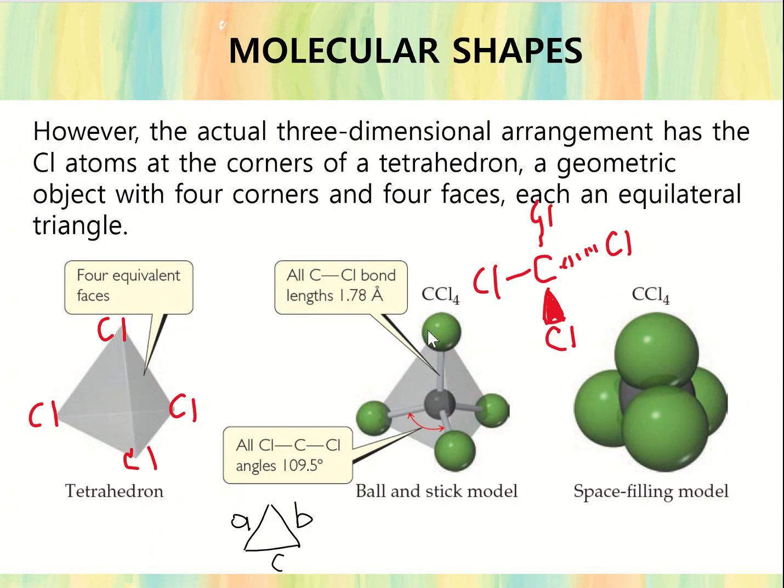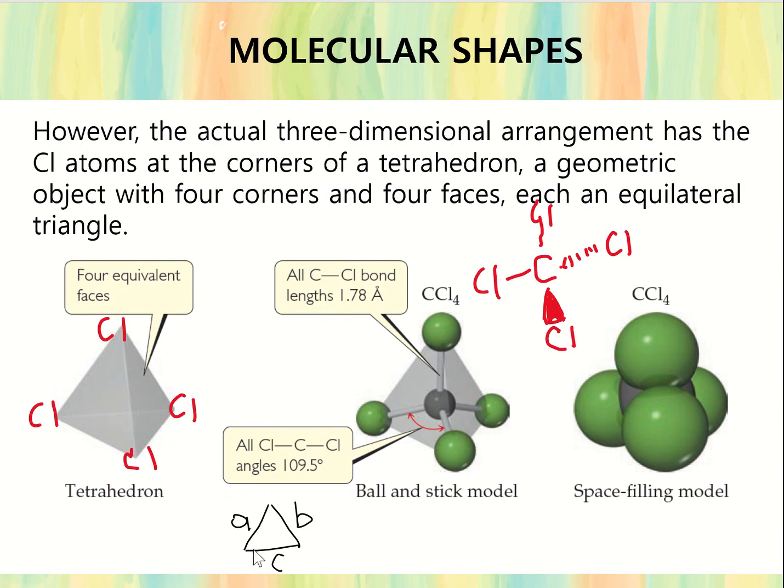And so just imagine that the chlorines are at the corners and that the carbon is sitting in the center and connects with all four chlorine atoms. Because all of the bond lengths are the same, right? And all of the angles are the same, which is 109.5 degrees.